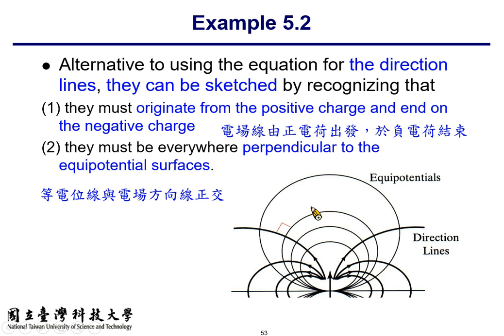And we also know that the electrical field lines start from positive charge and end in negative charge, and the electrical field intensity lines are always perpendicular to the equal potential surfaces.